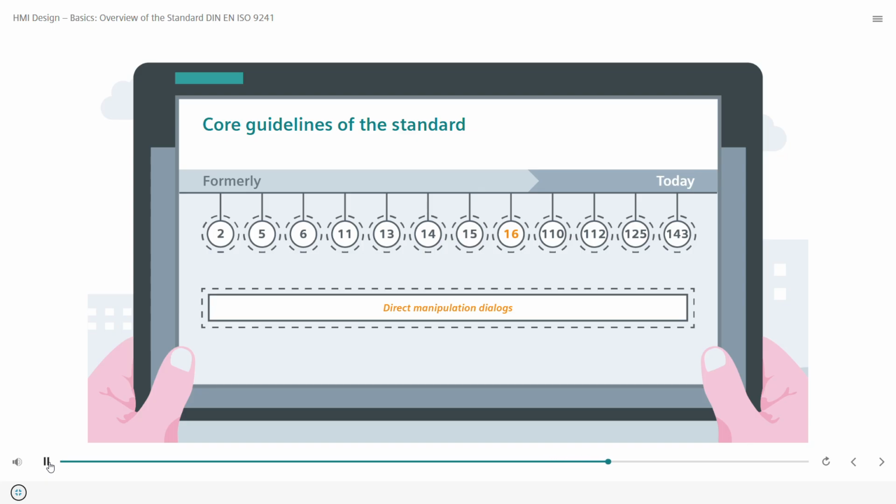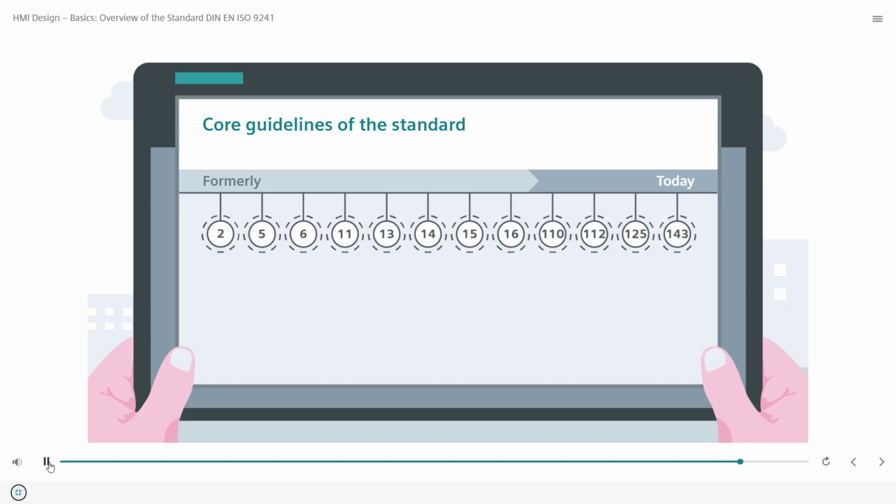The remaining parts of the original standard have either been updated over time or were supplemented or replaced by new parts, and include dialogue principles, principles and guidance on visual presentation of information, forms. Today, these parts represent the foundation of the standard and determine fundamental guidelines for designing user interfaces.